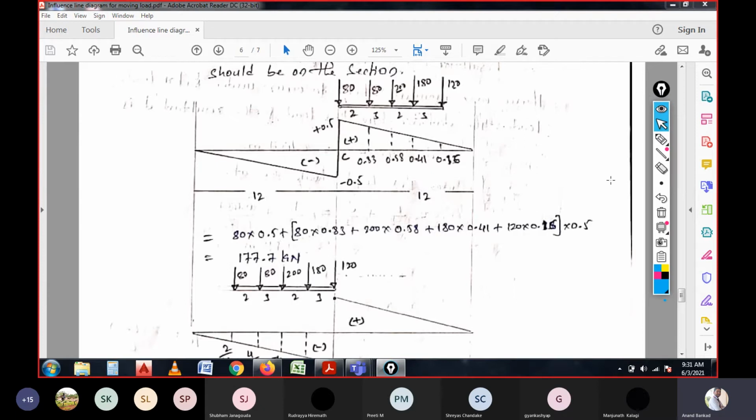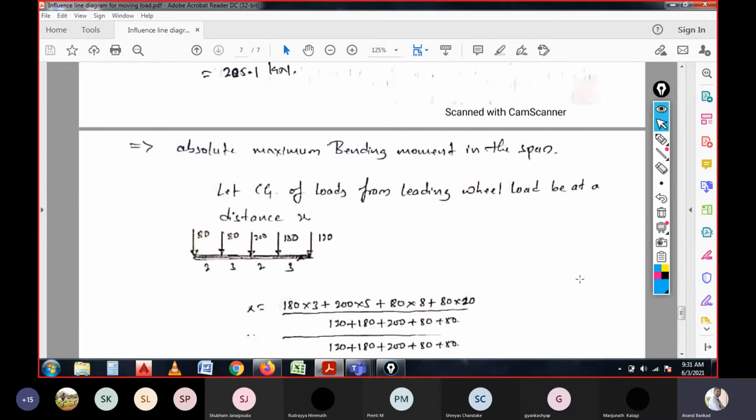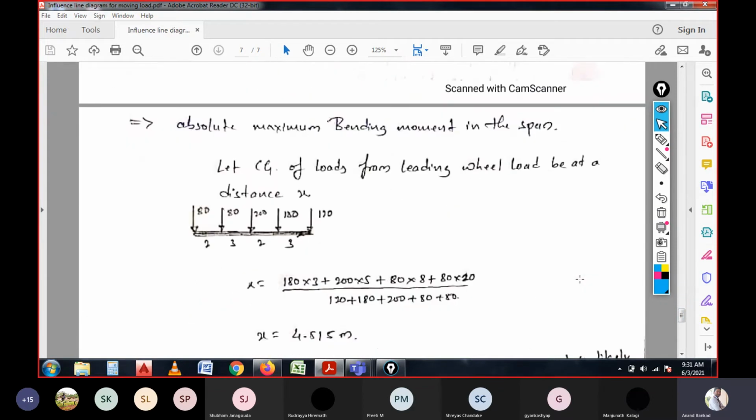And let us move to the design bending moment values. So, absolute bending moment in the span. Again, it is similar: we need to have the CG, that is the center of gravity of the load, since the load is moving with different intensities and with different center to center distances.